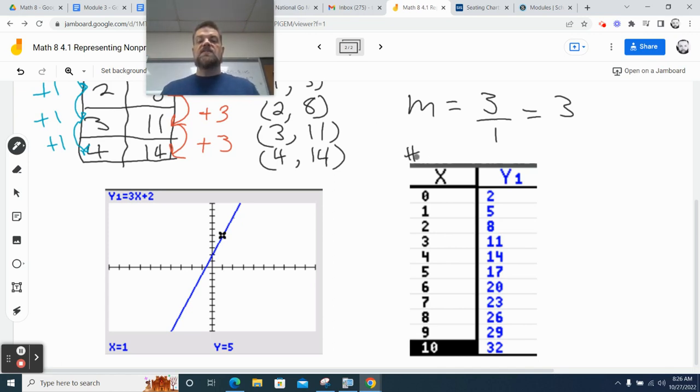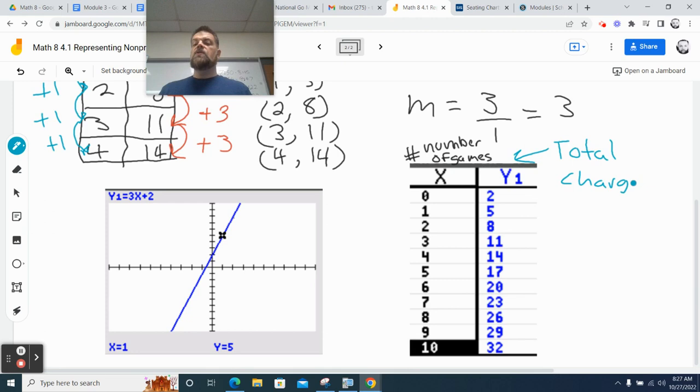X represents the number of games. Bowling games, right? Number of games. And what does Y represent? Total cost or charge. Well, what does the book say? Charge or cost? Charge. So the total charge.